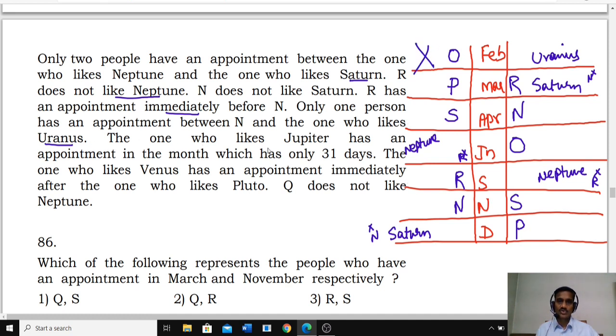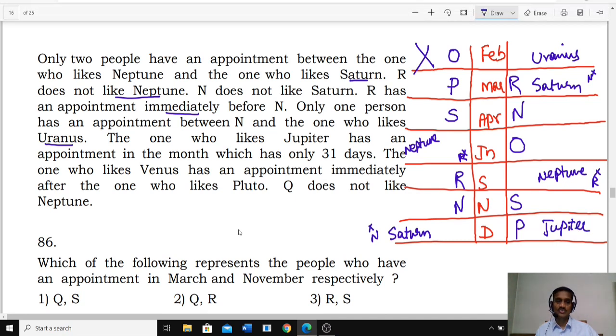The one who likes Jupiter has an appointment in the month which has 31 days. Among the remaining, the only one is December. Hence December is Jupiter. And next, the one who likes Venus has an appointment immediately after the one who likes Pluto. Venus is here, Pluto is here. Then what is the only thing left over here? The only planet that is left over is Mercury.